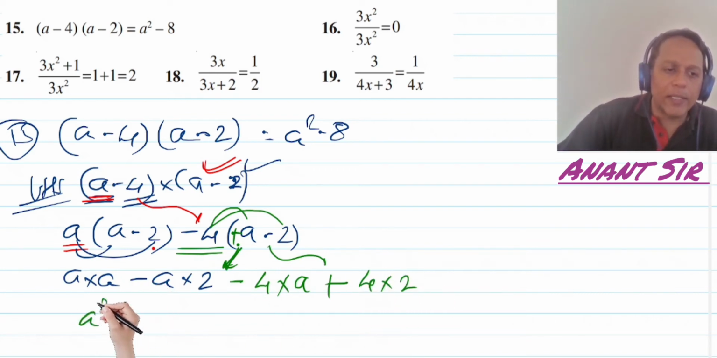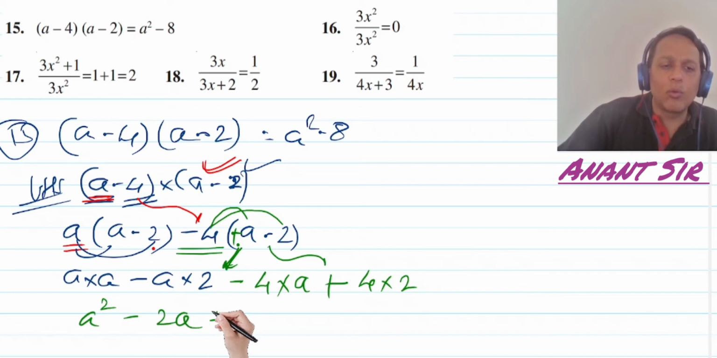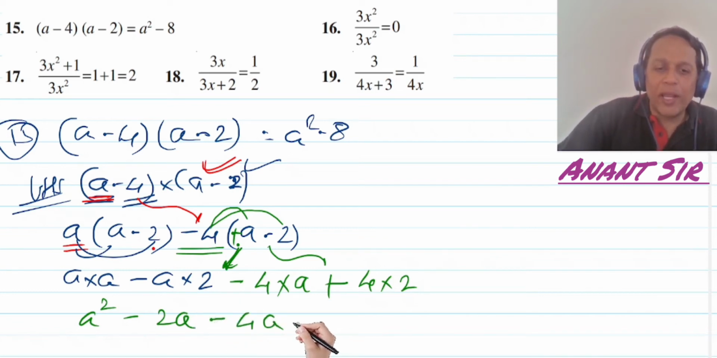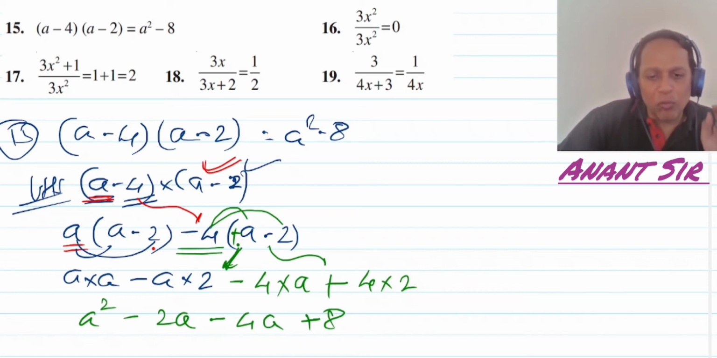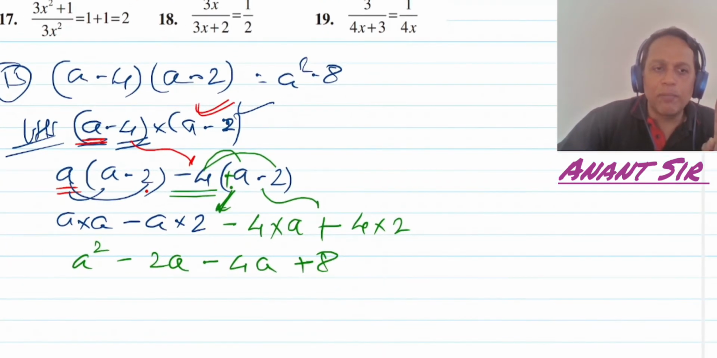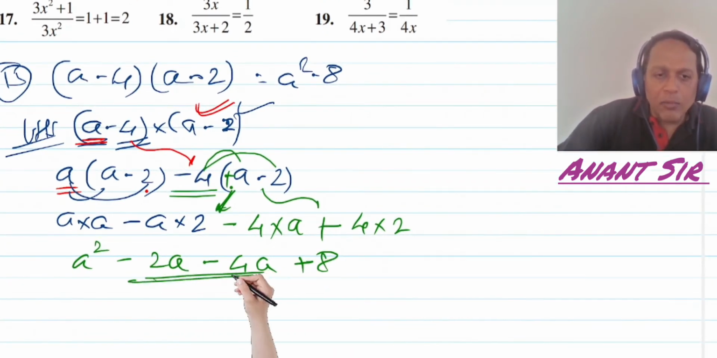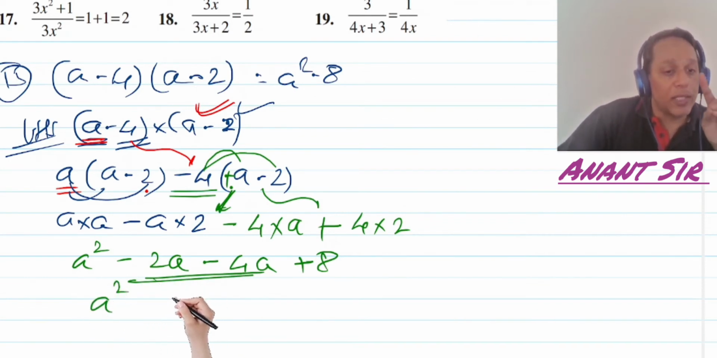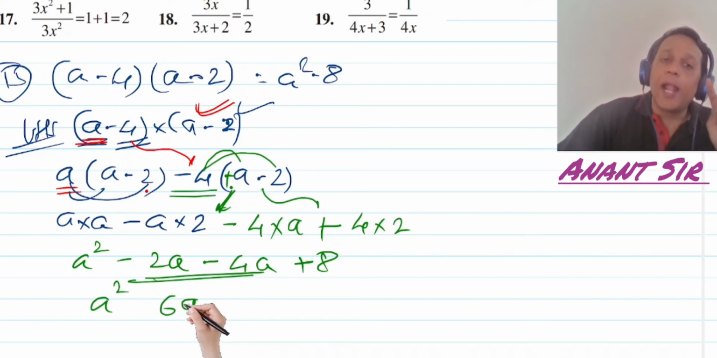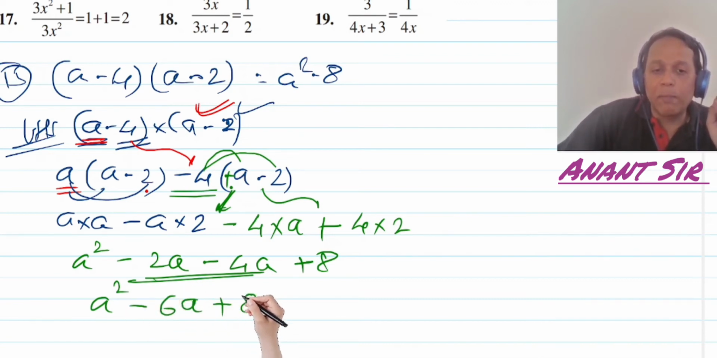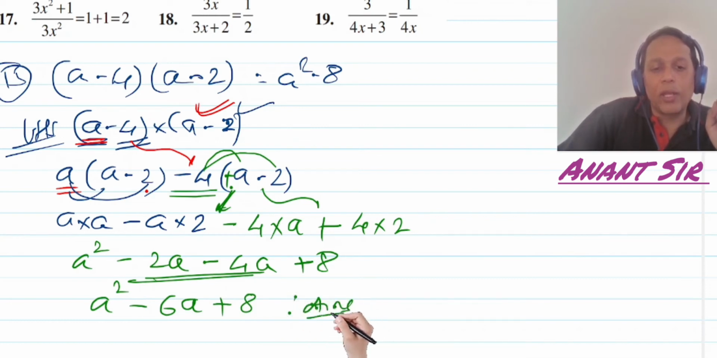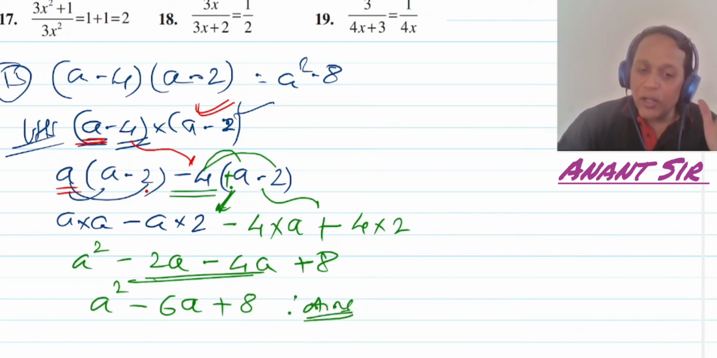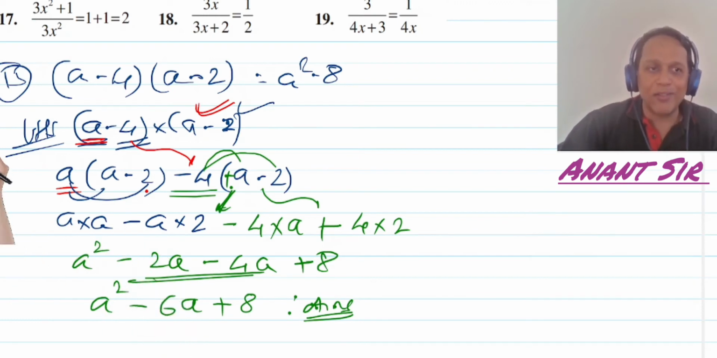So now it's a square minus a into 2 is 2a, then we have minus 4a, then it's 4 to the 8. We can solve it one more step. Okay, so these are two like terms, so we can solve it. What will be the answer? If the two terms have the same sign, then we have to add and give the same sign to the answer. It is minus 6a plus 8. Again, now we cannot solve this further. They are unlike terms. So this is our final answer, friends.